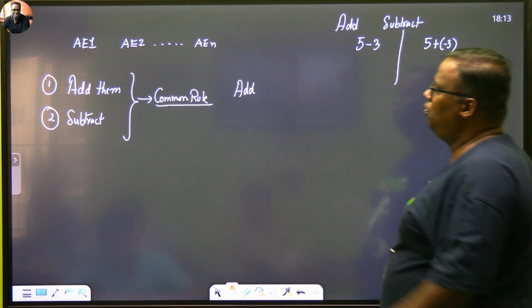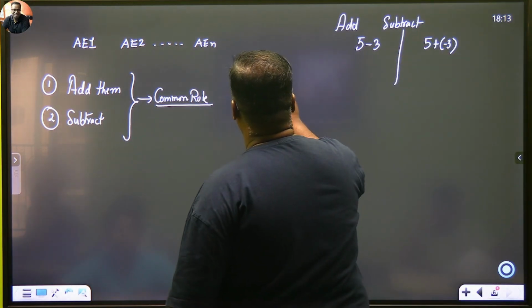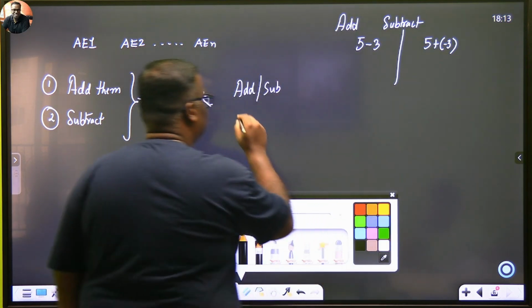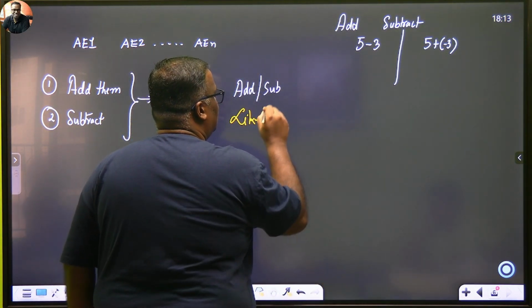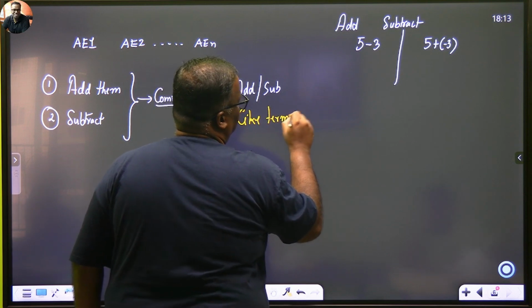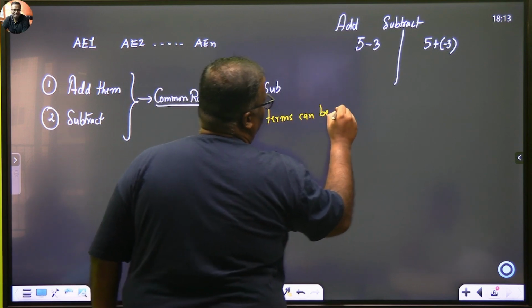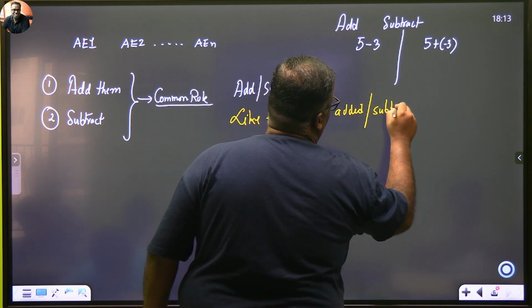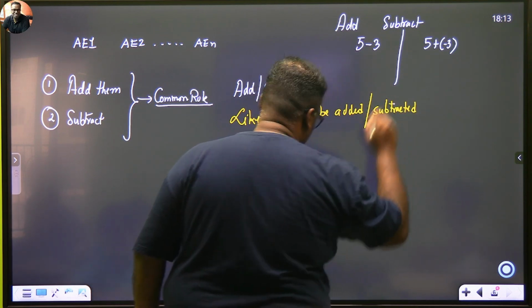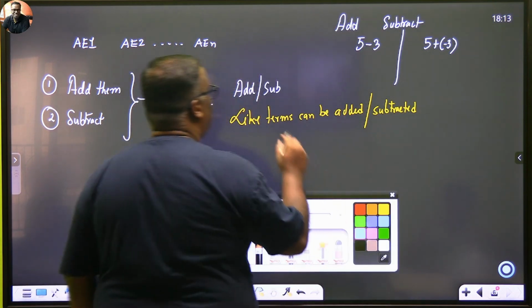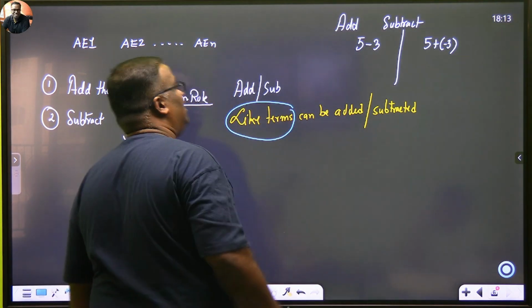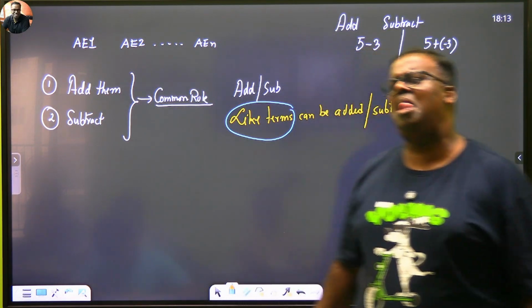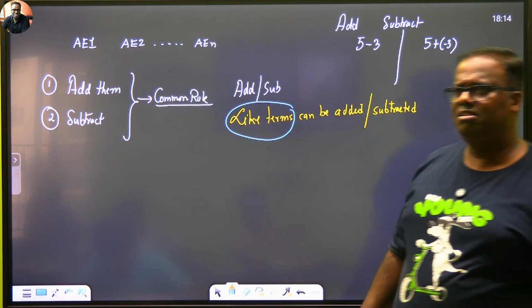So the common rule for addition as well as subtraction is very simple. Only like terms can be added or obviously subtracted. Very good. So the next question comes. Sir, what do you mean by like term? What is a like term? That's the next question. Equal, same. What equals?